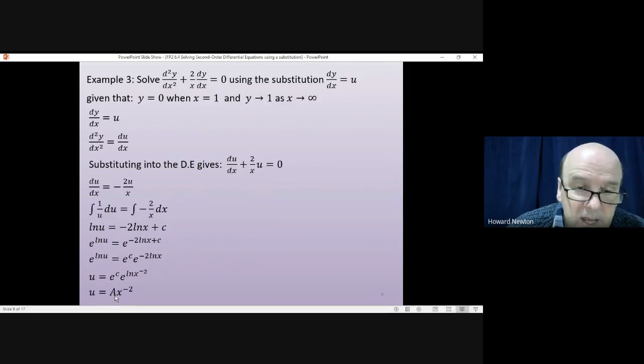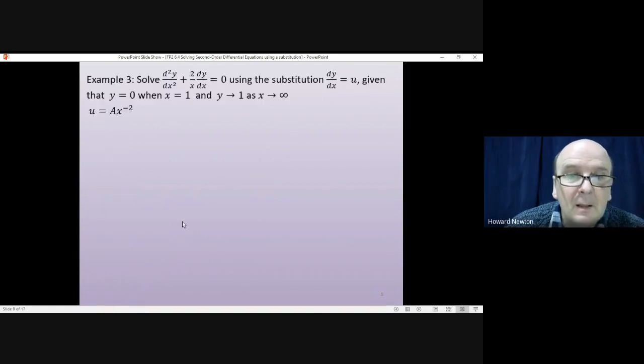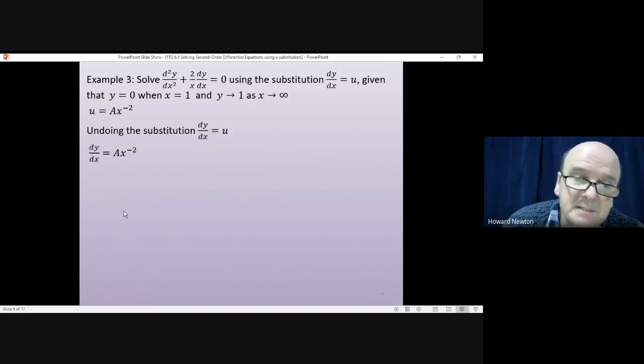So u equals A, and then we've got x to the power of minus 2. The only reason for doing that change with the e to the c and A is it just looks neater. It does look a bit more tidy. So u equals Ax^-2. Now, that still has u in it. The original equation didn't. We need to undo the substitution, which was dy/dx is equal to u. We can literally just substitute straight in there. And that gives us dy/dx equals Ax^-2.